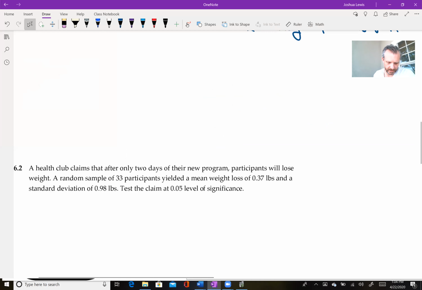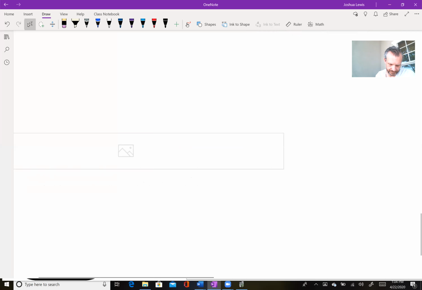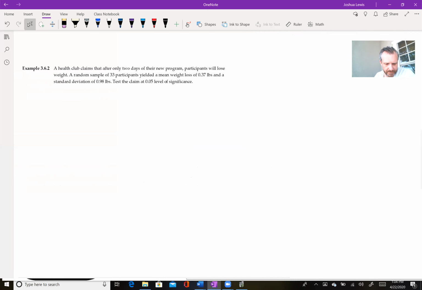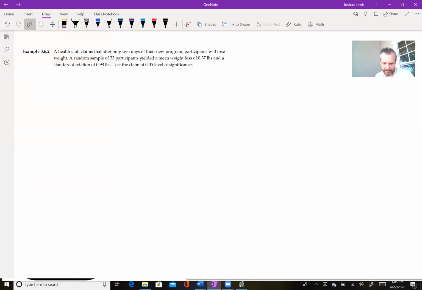Health Club. Whoops. Where am I? Here we go. A health club claims that after only 2 days of their new program, participants will lose weight. It's a pretty easy claim to make. Yeah, right. You work out for a couple days, you'll probably see some loss in water weight. Doesn't mean the program is working. Let's see. A random sample of 33 participants yielded a mean weight loss of 0.37 pounds and a standard deviation of 0.98 pounds. Test the claim at 0.05 level of significance.